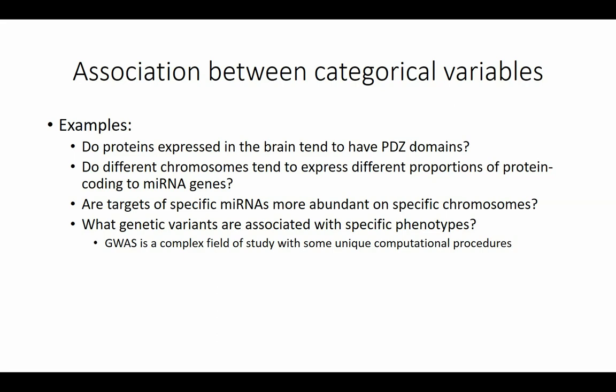So again, if you have one variable which is categorical, but the second one is numeric, then that's not the case. That only works for two categorical variables, when you actually count combinations.